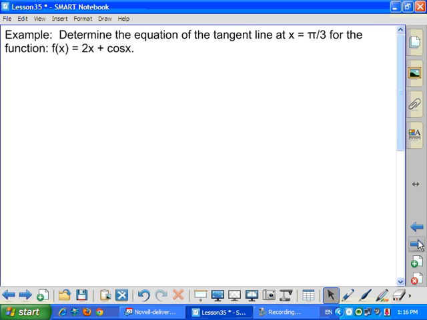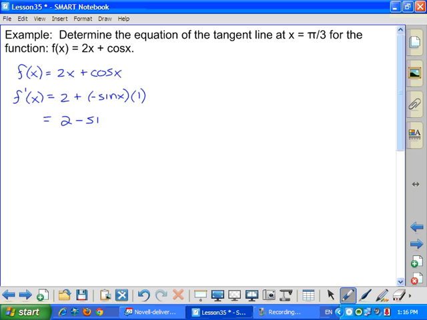Last example here. Determine the equation of the tangent line at pi by 3 for that function. So again, as soon as you see slope, you're associated with taking derivative. So we need to take the derivative of f of x to find what the slope of the tangent line is. So f prime of x would equal 2 plus the derivative of cos is negative sine, and then the derivative of x is just 1, so I took the derivative of the angle inside. So simplifying it, it is 2 minus sine x. So there is our expression for slope.